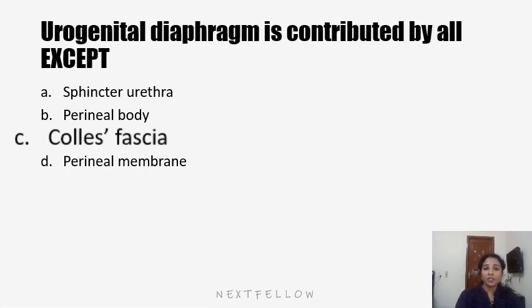And the urogenital diaphragm is a triangular musculofascial diaphragm in the anterior aspect of the perineum and located in the deep perineal pouch. It is contributed mainly by two muscles: one is the sphincter urethrae and the other is the deep transverse perineal muscles. So sphincter urethrae is also a component, and the deep transverse perineal muscles insert into the perineal body. So that is also a contribution to the urogenital diaphragm.